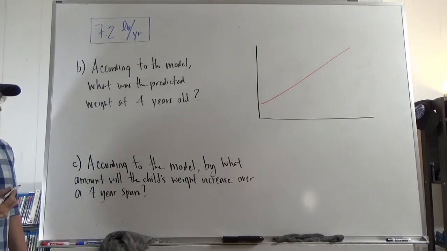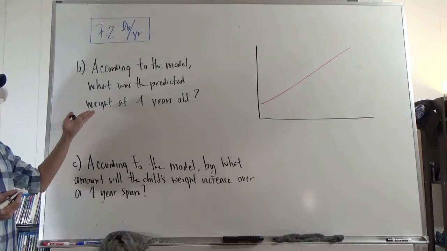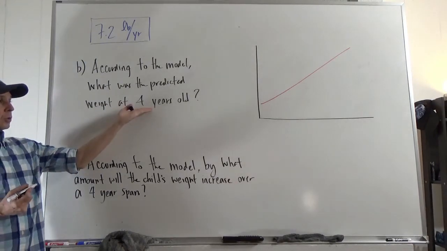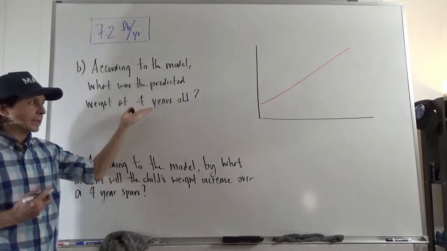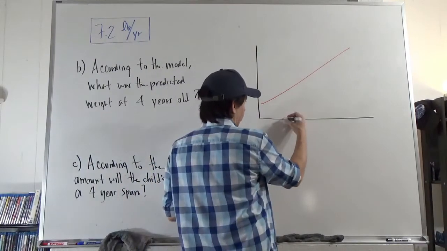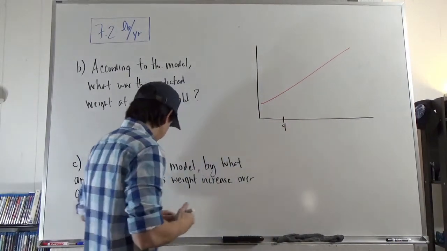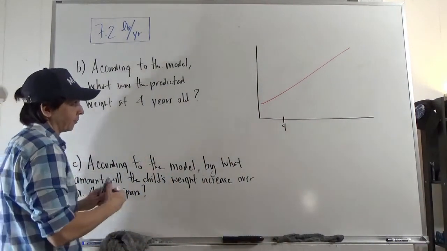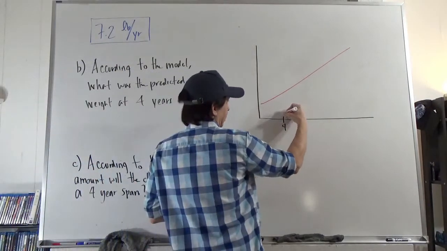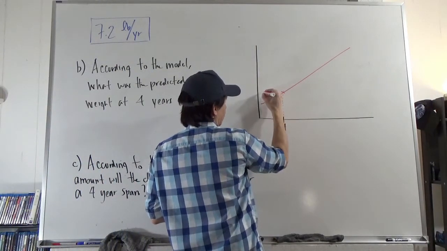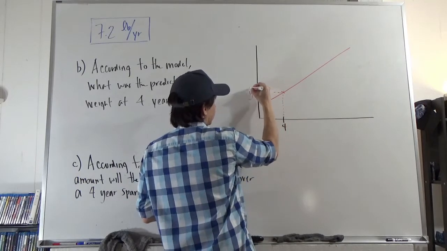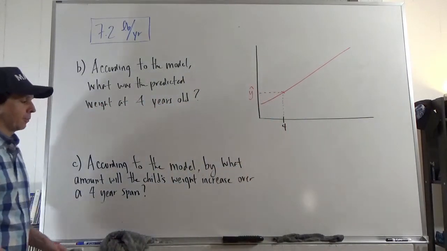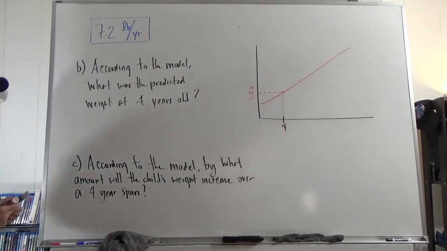First one is finding the predicted weight at 4 years old. So in this question, we're talking about a 4-year-old kid, age 4. Very early in the kid's life. And graphically, we would go up to the model, and we would get the predicted weight y hat. We'll do that.